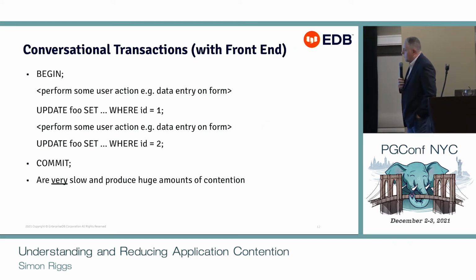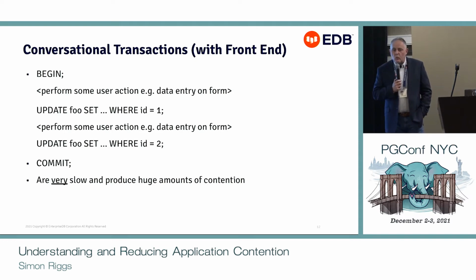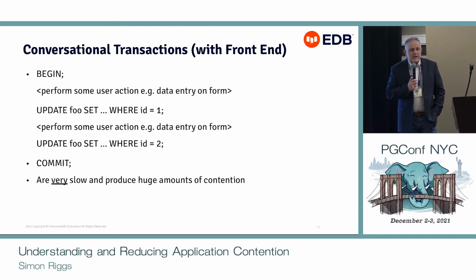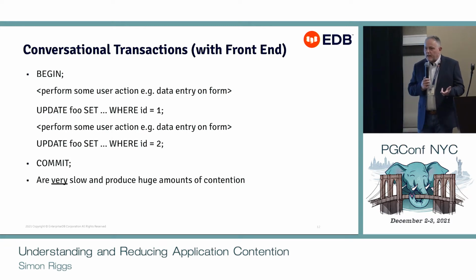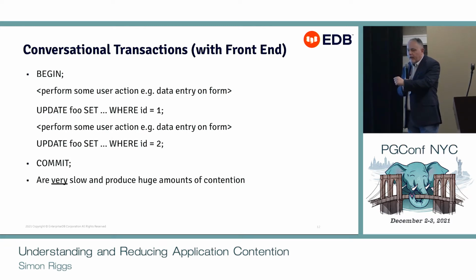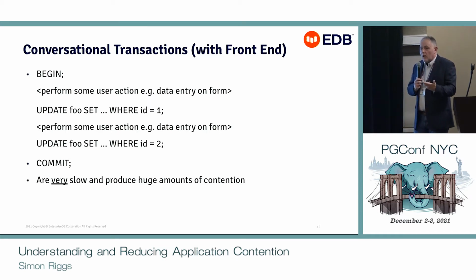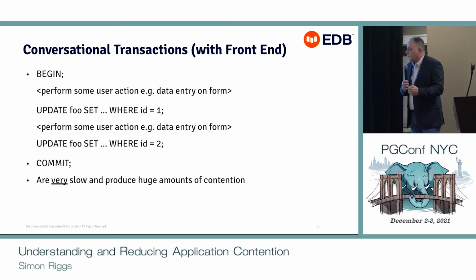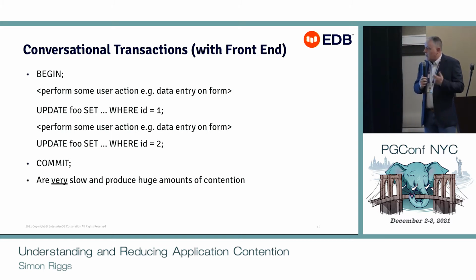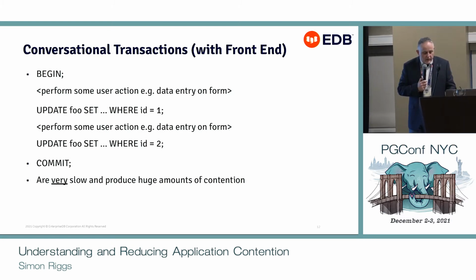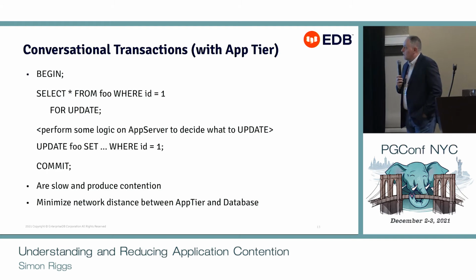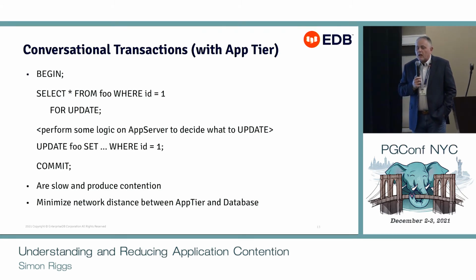So let's have a look at loads of things that really don't work. So, conversational transactions. Imagine an application where, as you start to fill out a form, it starts a transaction, and as you fill out page after page after page of data in this application, it holds locks for the whole duration of that. So it's holding locks across human interaction. And in that case, it's so awful that no one even thinks of doing this. But just for completeness to say, this is very slow and it produces huge contention, and that's really why no one does it.